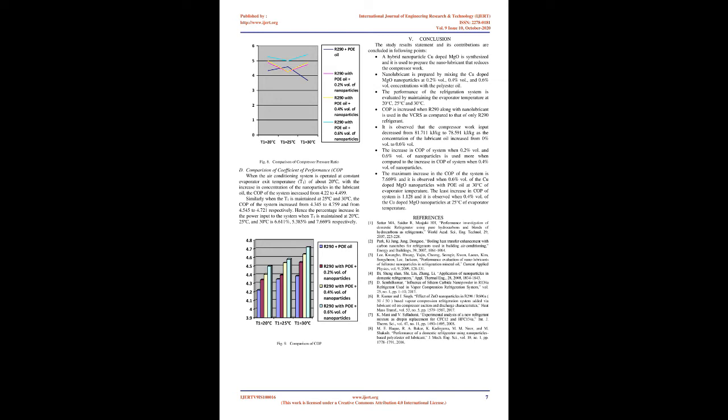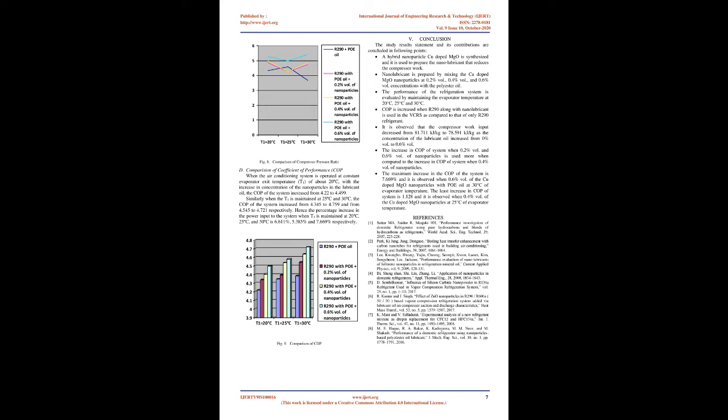C. Comparison of compression pressure ratio. The compression ratio of the system increases with the increase in the volume concentration of the Cu-doped MgO nanoparticles in the PO lubricant oil. As the evaporator temperature increases from 20°C to 30°C and the nanoparticle concentration increases from 0% to 0.6% in lubricant oil, the compression ratio increased from 3.671 to 5.417.